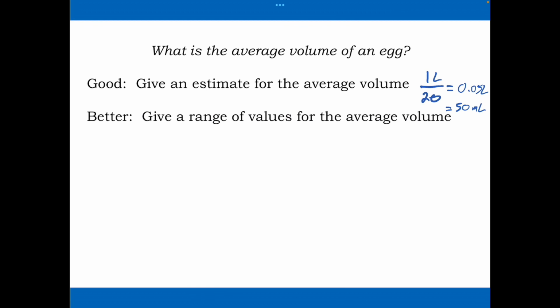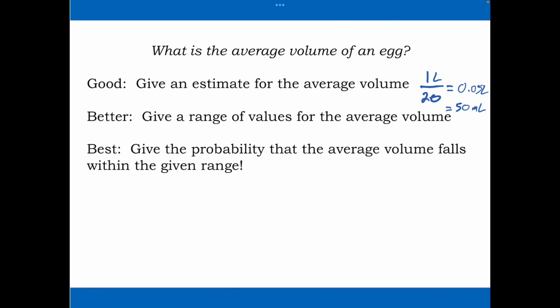But then someone might ask, well, how accurate is that range that you just came up with? And that brings us to the best possible way that we could give an estimate, and that is to give the probability that the average volume falls within that given range. So the best comment I could possibly give would be to say something along the lines of, I'm 90% confident, or there's a 90% chance that the actual volume of an egg lands between 45 and 55 milliliters. And we've given an estimate, we've given a range of values that's reasonable for that estimate to fall within, and we've given a probability of the likelihood of falling within that estimate. Well, that's exactly what we're going to do today.